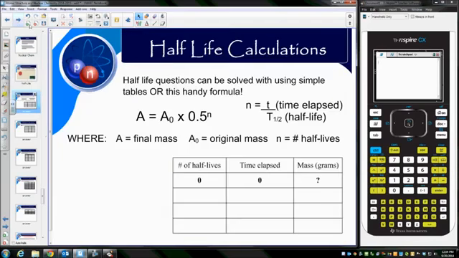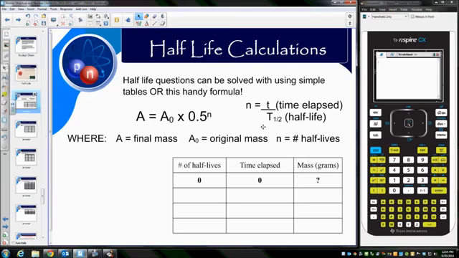Moving forward, let's look at how these calculations work. Mathematically, how can we determine masses or half-life value or time elapsed given some information? So this is the half-life formula, where A is the final mass or the remaining mass after a decay. A sub 0 is the original mass of the isotope, and then times 0.5 to the power of N. N is the number of half-lives that have passed, which is the time elapsed divided by the half-life of that isotope.